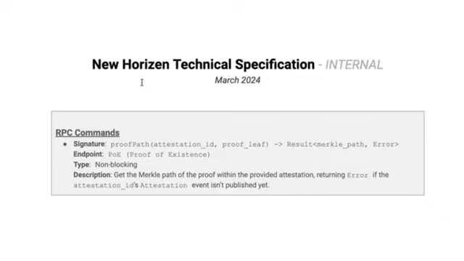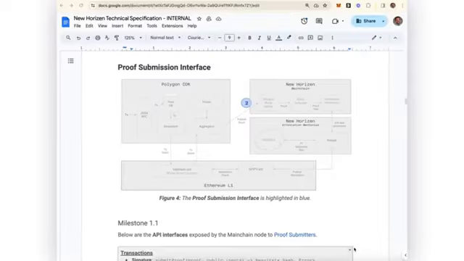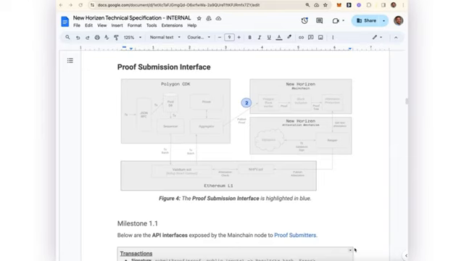The other RPC command that's exposed is this proof path, and this is known as the proof of existence endpoint. And this is the endpoint that external parties will call when they would like to be sure that their proof was included in a block. This does complete the protocol in the sense that we now have the capability to submit proofs to the network and see that they were verified.